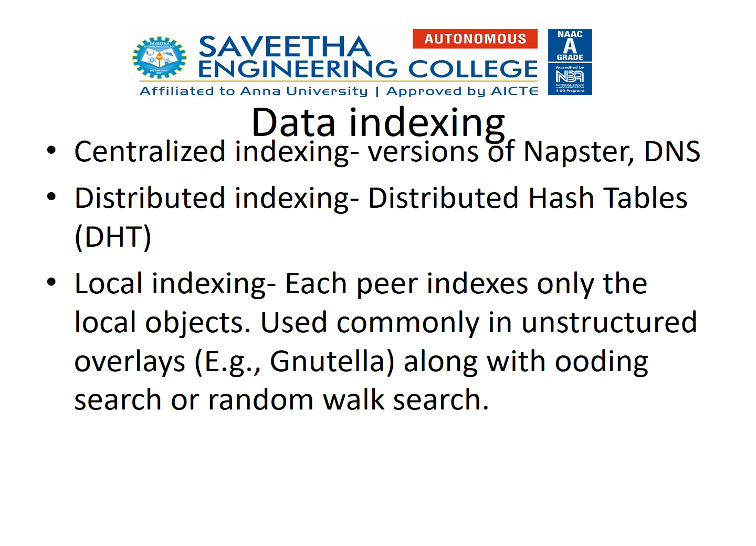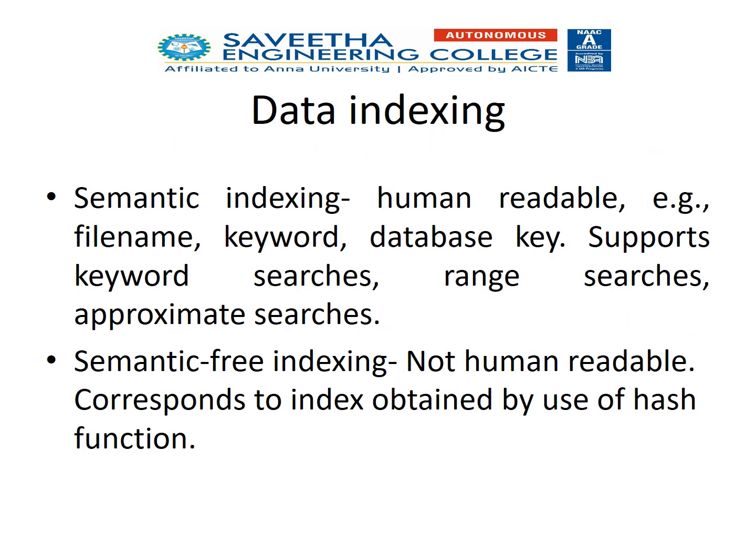Local indexing is mainly used in unstructured overlays. The peer lists its own files, it indexes its own files, not the entire network. Semantic indexing is human readable. So we can use some meanings, some semantics, to search for the file, either file name or some keyword. It is human readable and somewhat flexible for humans. And semantic-free indexing is not human readable, so it is also based on a hash function.